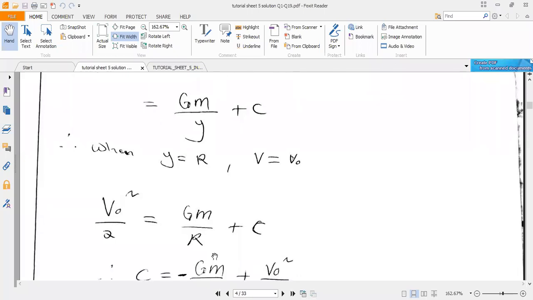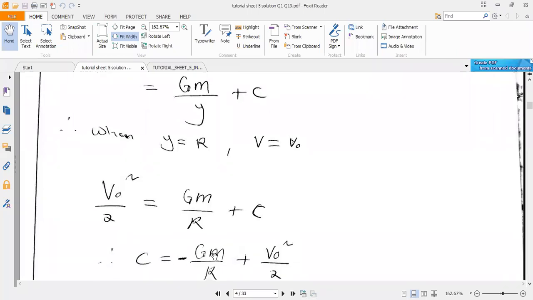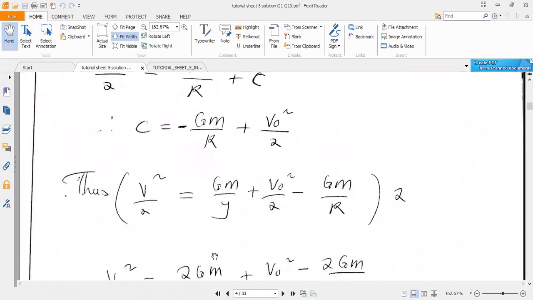Then we make c the subject. When we make c the subject, c is equal to negative gm over r plus b naught squared over 2. Then you place this answer for c where there was a c in the function that you initially had, which was gm over y plus c. So when you put it there, you come up with b squared over 2 is equal to gm over y plus b naught squared over 2 minus gm over r.